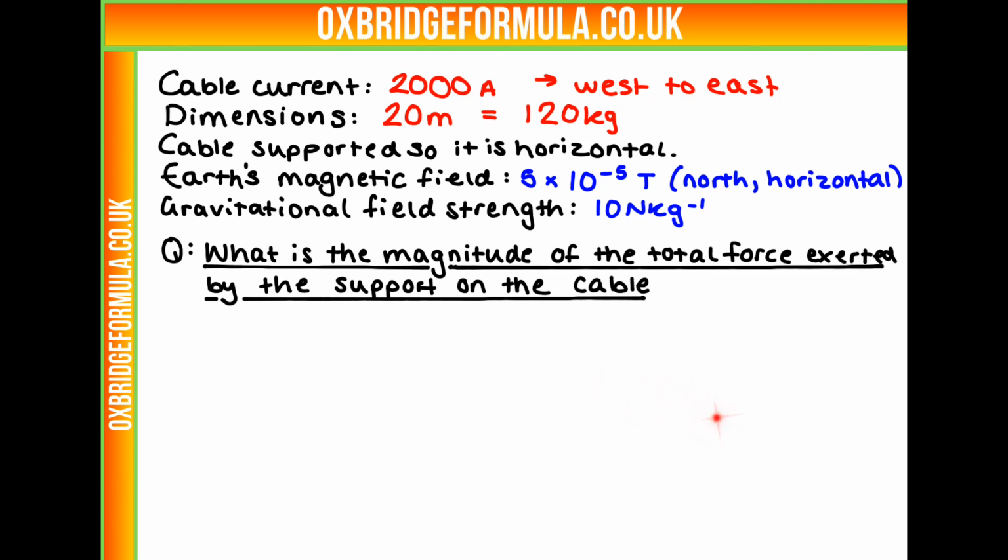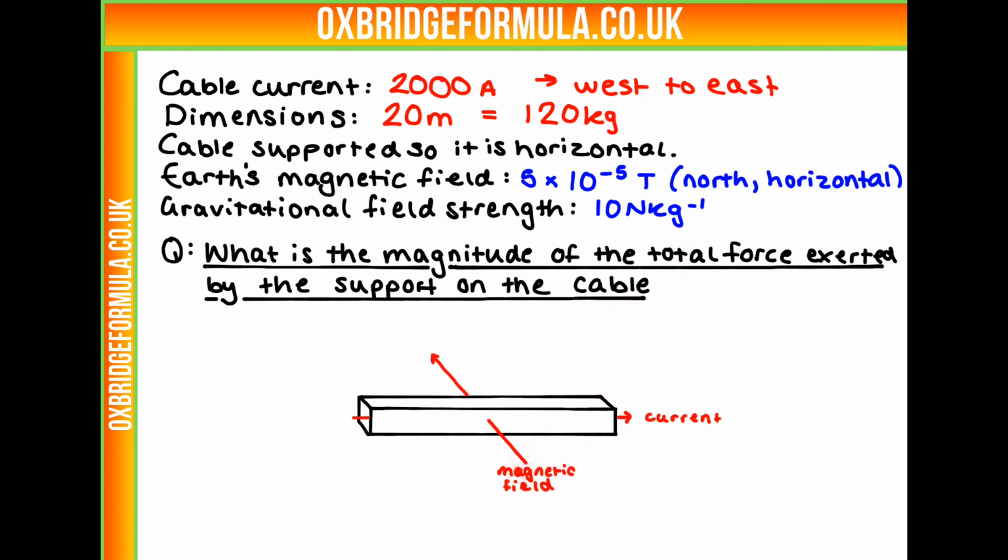So take a second and see if you can sketch out a little diagram using all this information about the forces. So here's our little cable here. I've just drawn it as a really long cuboid. If we add in our current information, we know that there's a current heading from west to east of 2000 amps, and we also know that the magnetic field, which is going to interfere with this, is 5 times 10 to the minus 5 T in a north horizontal direction. So it's going to look something like this with our magnetic field going north. So imagine this is flat to the plane and our current passing through our wire.